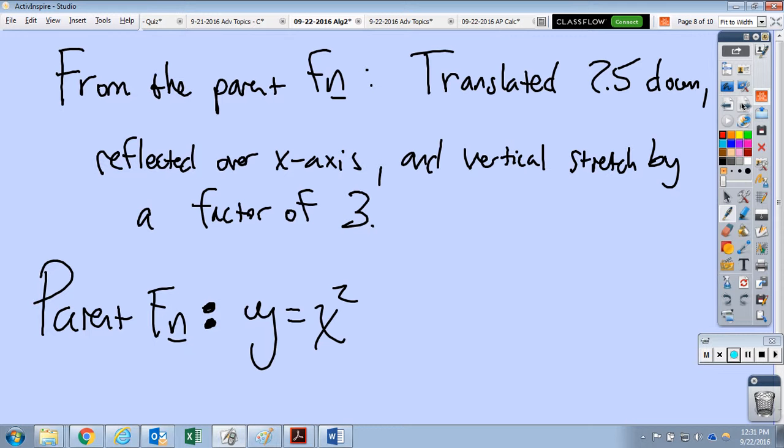All right, let's try one more here. Let's make this our exit ticket. Go ahead and do this on a separate sheet of paper. It doesn't have to be a huge sheet, but go ahead and attempt this one. From the parent function, translated 2.5 down, reflected over the x-axis, and vertical stretch by a factor of 3.